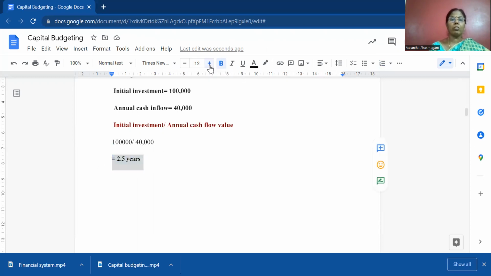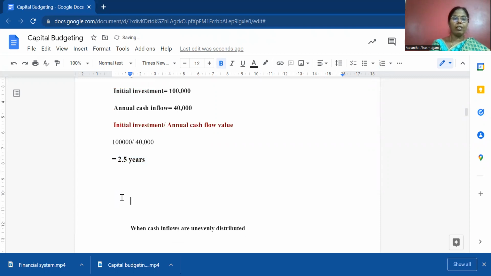What is the meaning of 2.5 years? The project takes nearly 2.5 years to get back the investment of 1 lakh. They have invested 1 lakh, generating an annual cash flow of 40,000, and the project is able to recover whatever they have invested within a period of 2.5 years. So this is about the payback period. This is the example for when the cash inflows are equally distributed.